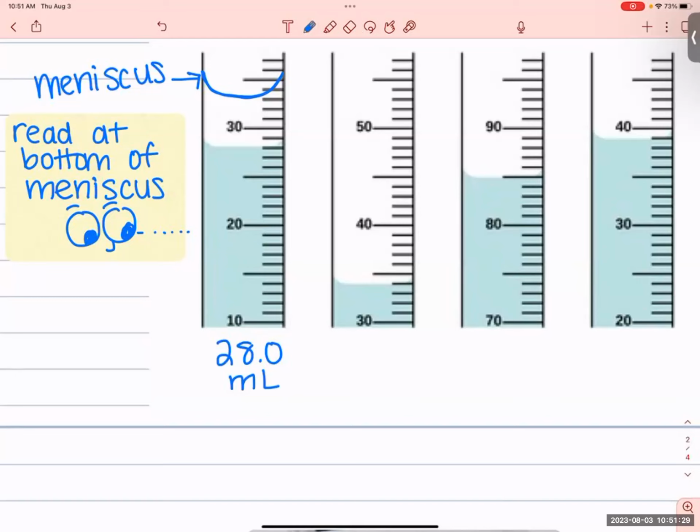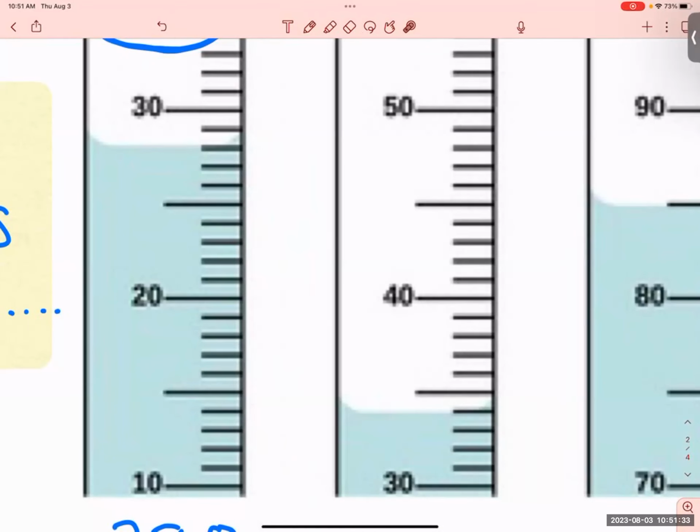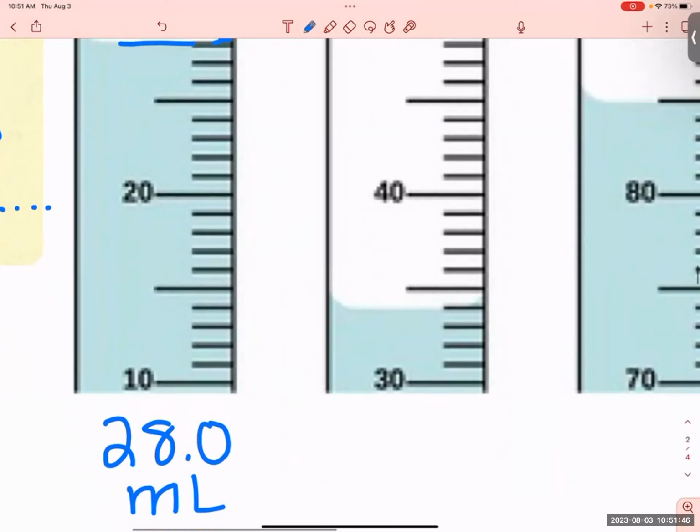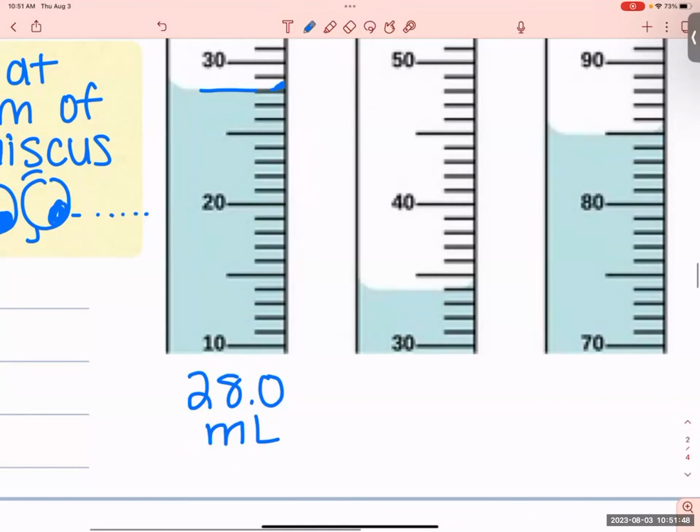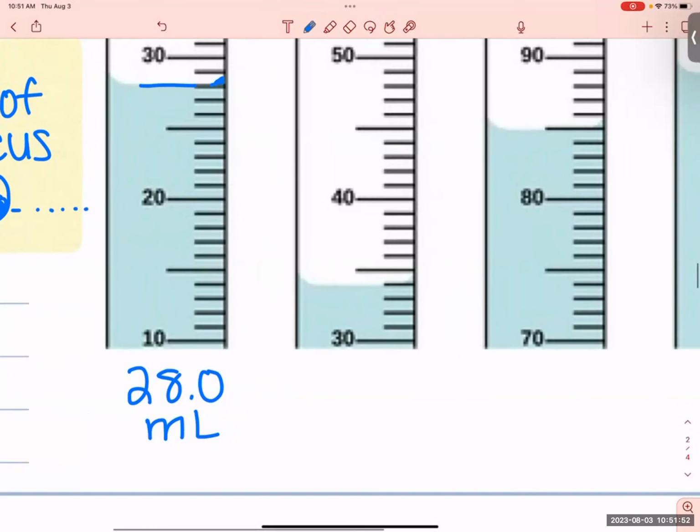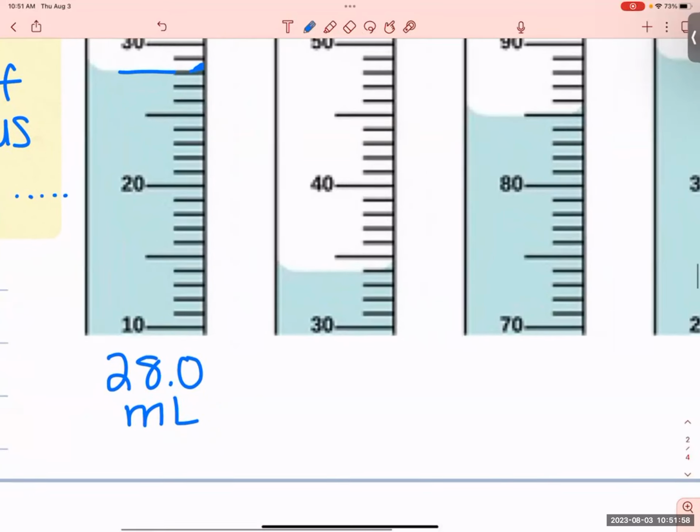And maybe you thought, now make sure you're not reading at the top here. So there's a little bit of blue, like right here. Make sure you're not reading that. That's the top of the meniscus. We're reading at the bottom of the meniscus, which is right on the line. But anywhere near there, if you said, hey, I think that's like 27.9, that's fine. That's where our uncertainty lies. So your answer is not wrong.